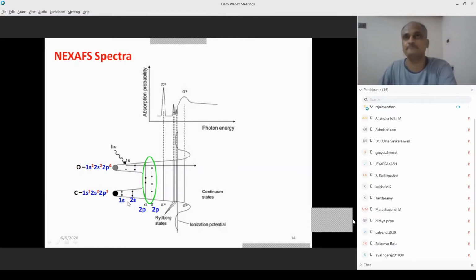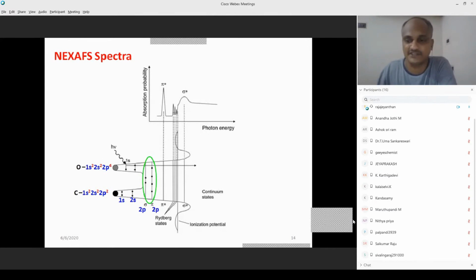It depends upon the energy of the supplied incident X-ray. For example, if you supply energy equal to the valence level, the electrons will undergo pi to pi star excitation, and you can see a sharp peak here. That is due to pi to pi star excitation, because there are 2 pi bonds in the carbon monoxide molecule.